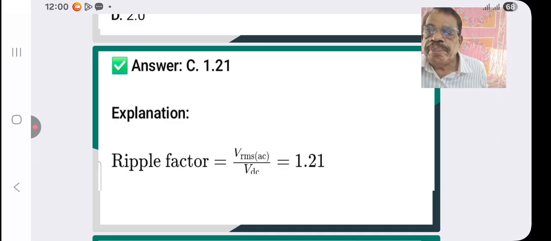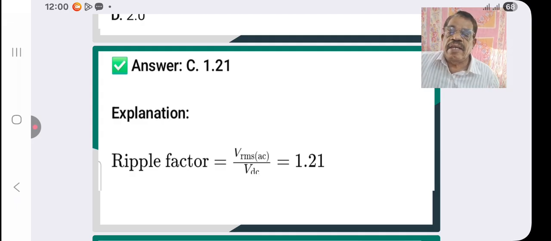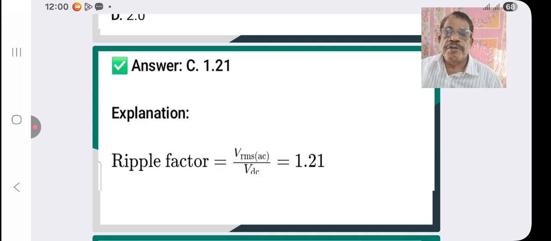1.21. Explanation: ripple factor is equal to Vrms by Vdc, which is 1.21. If you study the theory of the half-wave rectifier, we can see the ripple factor is 1.21 for a half-wave rectifier.